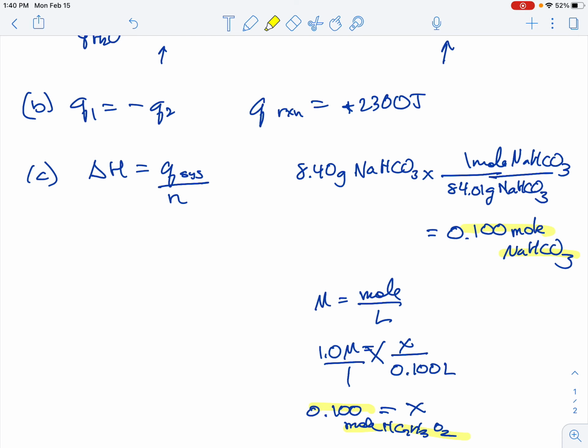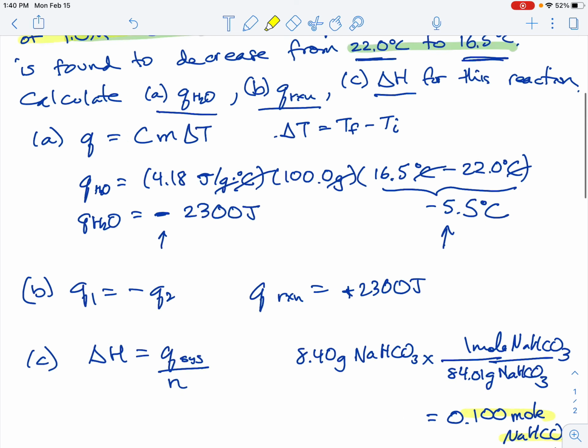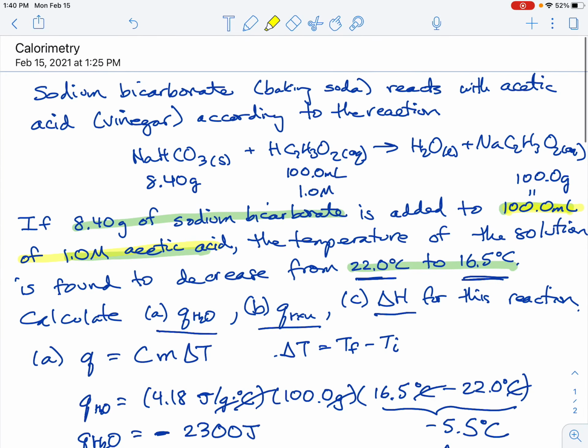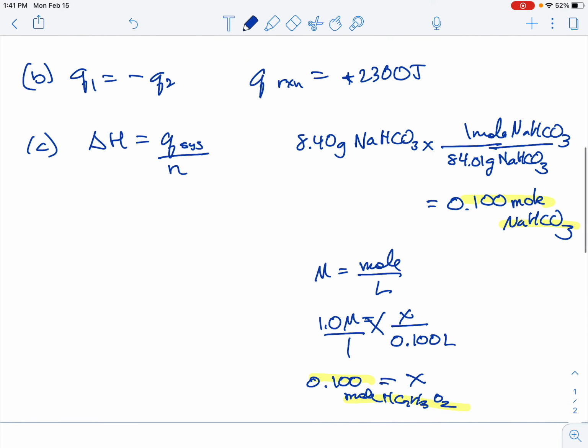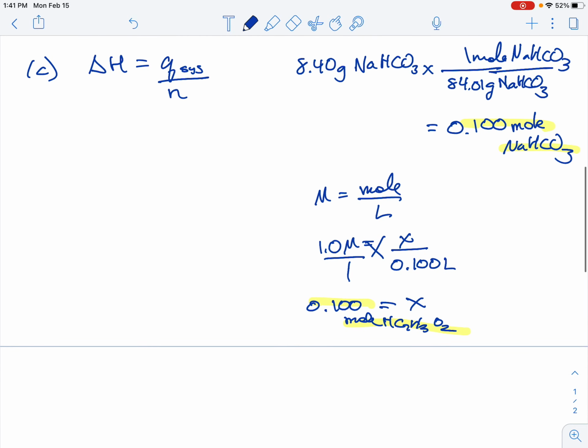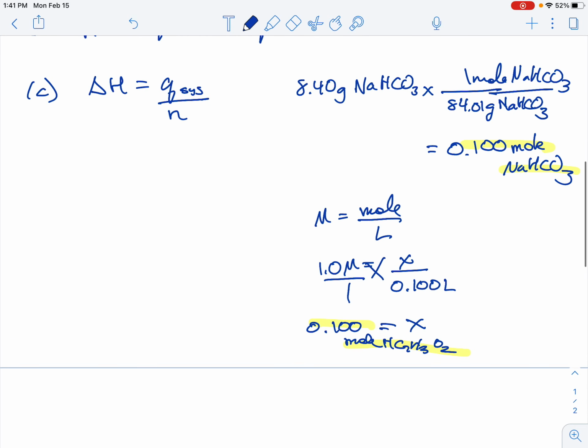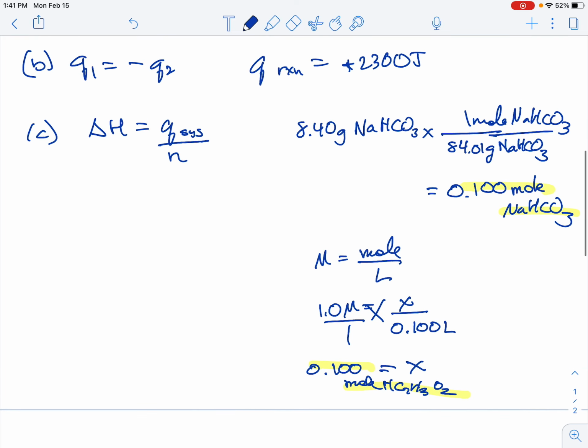And remember that back up here in the reaction equation, they both have a coefficient of 1. So in both cases, it's 0.1 divided by 1, which is 0.1. So that's our n value. So now to find delta H, it becomes pretty easy. So we've got delta H equals positive 2,300 joules divided by 0.100 moles.